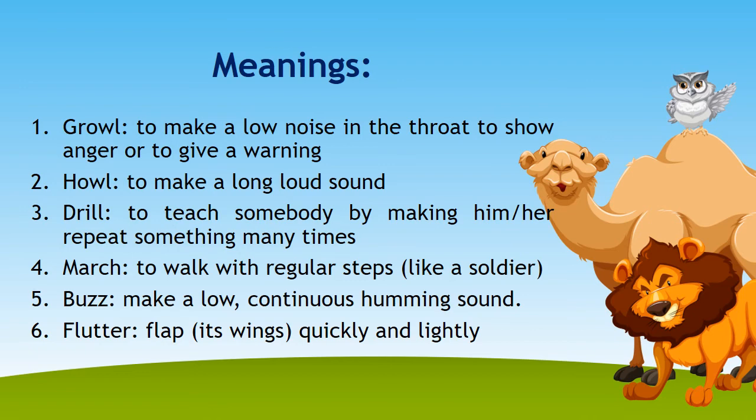Fourth word, march. To walk with regular steps like a soldier. Do you know which is the other meaning? Yes, it's the month March. Fifth word, buzz. Make a low, continuous humming sound. The bees buzzed. Sixth word, flutter. Flap its wings quickly and lightly. The birds flutter. Only 6 meanings are there. Write them in your book and understand them clearly.